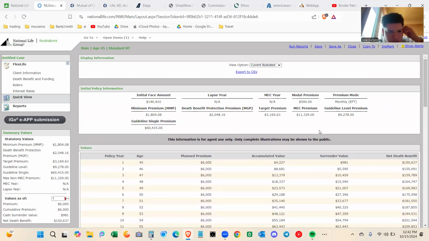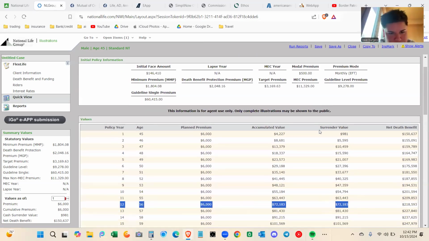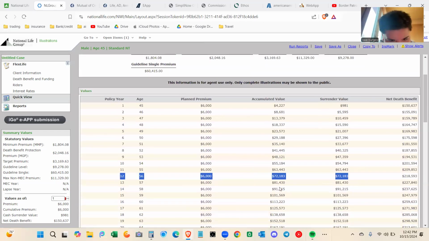All right, so on year 12, the surrender charge, if you were to take anything out, it would reset to zero.